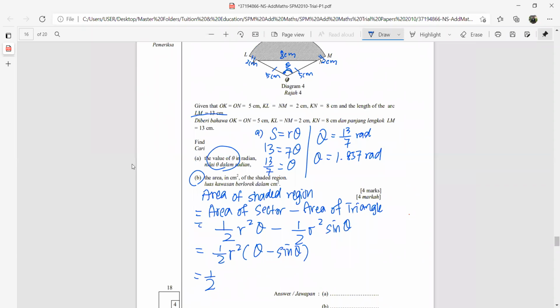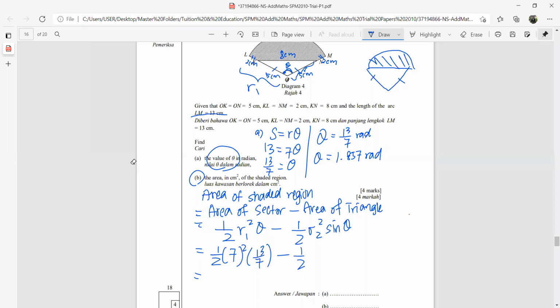R square is what? 7. That's a mistake. The radius is different. You cannot factorize because the radius for triangle is smaller. Sometimes they try to, then yes, radius will be the same. But you see, they purposely do like that. Don't be trapped. You see the difference? The area of sector is 7 squared, theta is 13 over 7. So R1 and R2, you have to know R1 is 7.